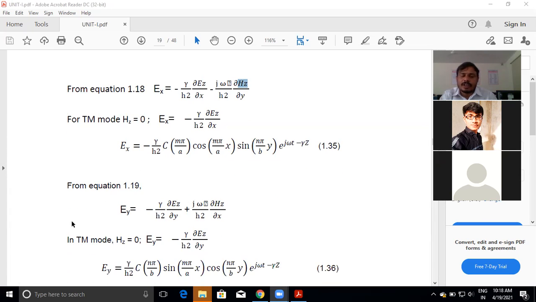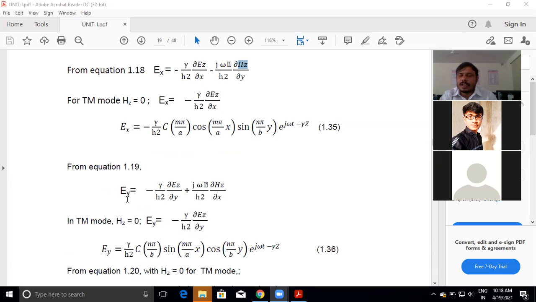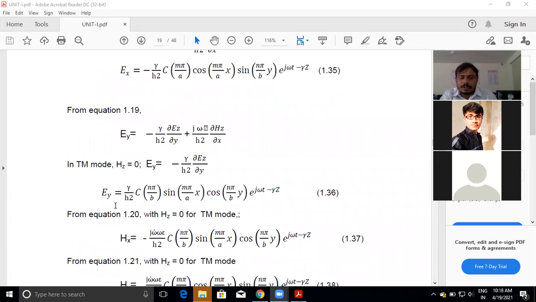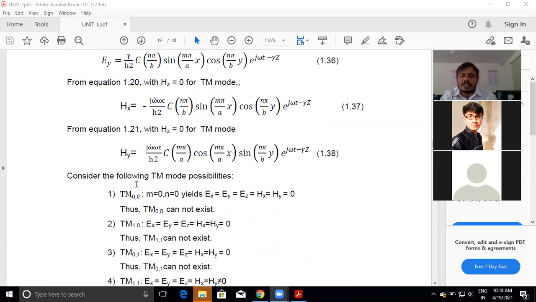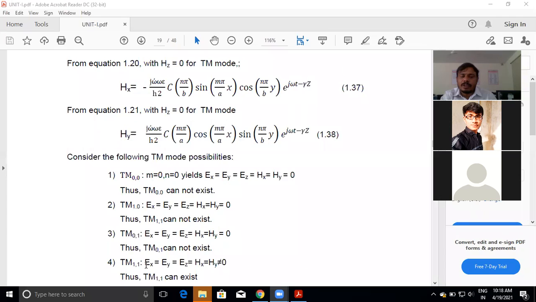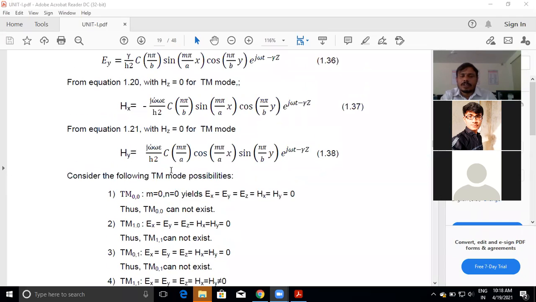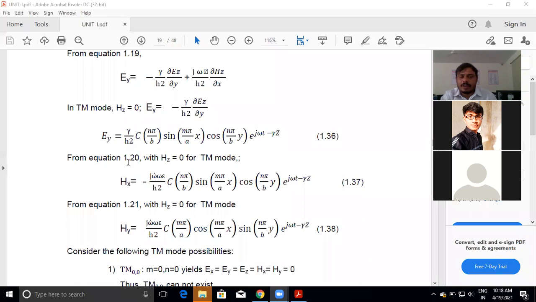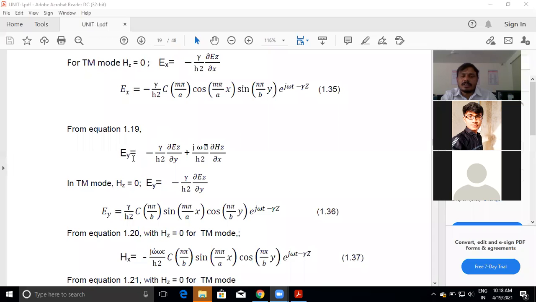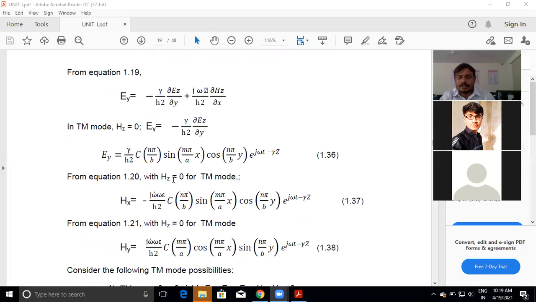In the same way, you can write for the Ey. Already we know these equations. And Hx, Hy. Then you can see what modes are existing in our TM mode. What are the different types of mode? We have TM00, TM10, TM01, and TM11. That I will say later. So you do one thing: you can substitute and write the equations for Ex, Ey, Hx, and Hy.